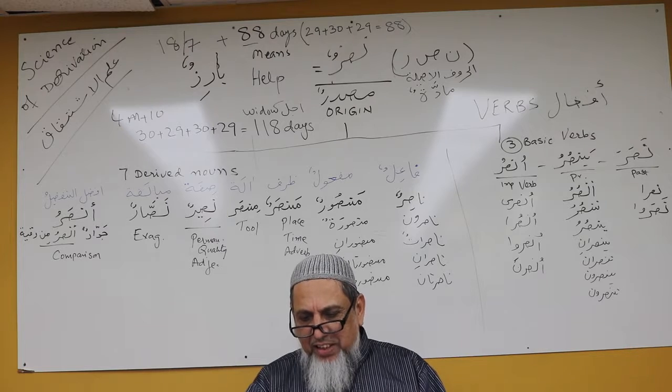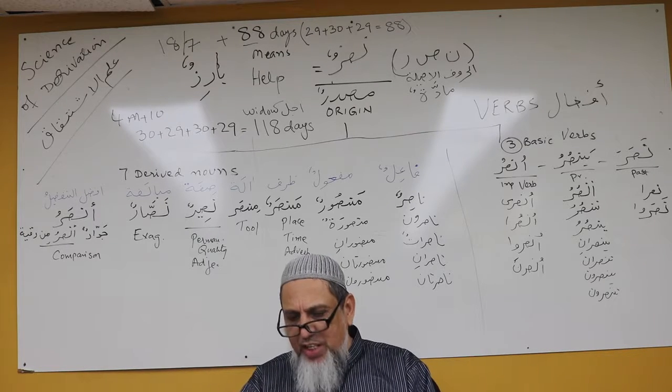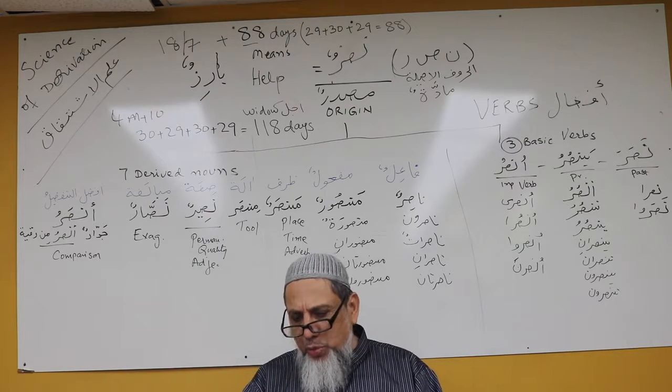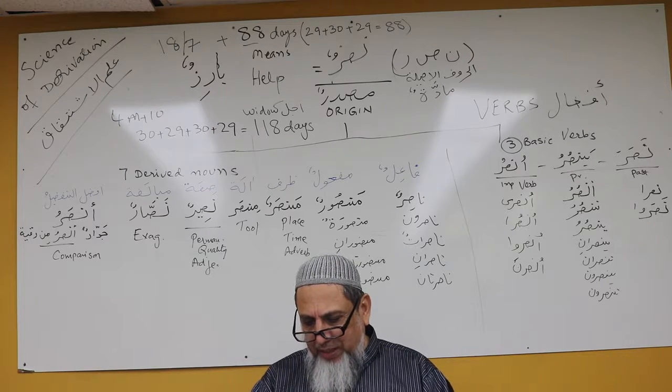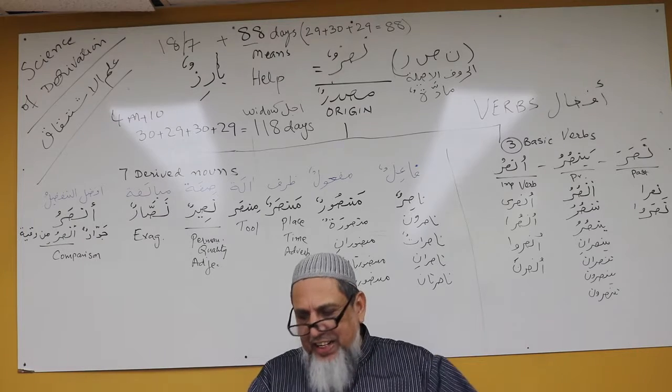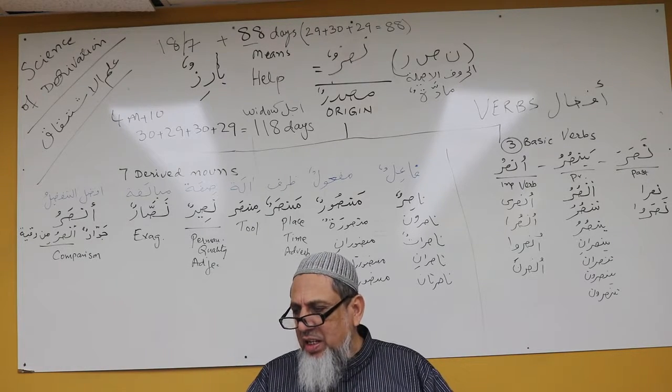Taksibu, she is earning. Ta'amalu means she is working. Tambutu means she is growing. Now the next set. Repeat after me.